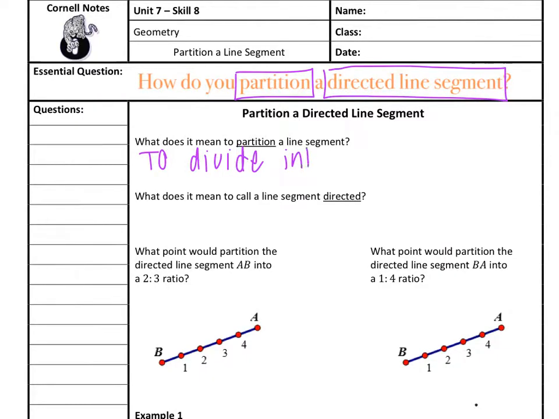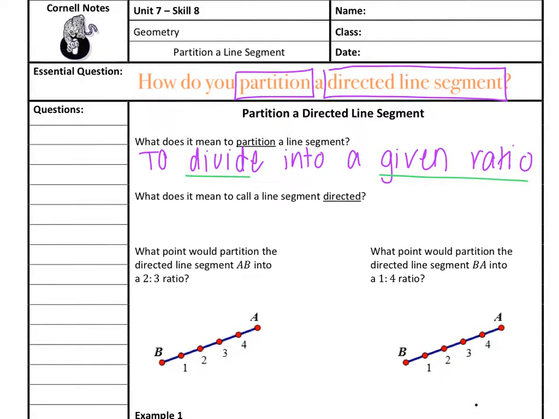Into a given ratio. So I could partition the class in half. I could partition the class into 2/3. I could partition the class into 1/4. So partition simply means, again, to divide into a given ratio.